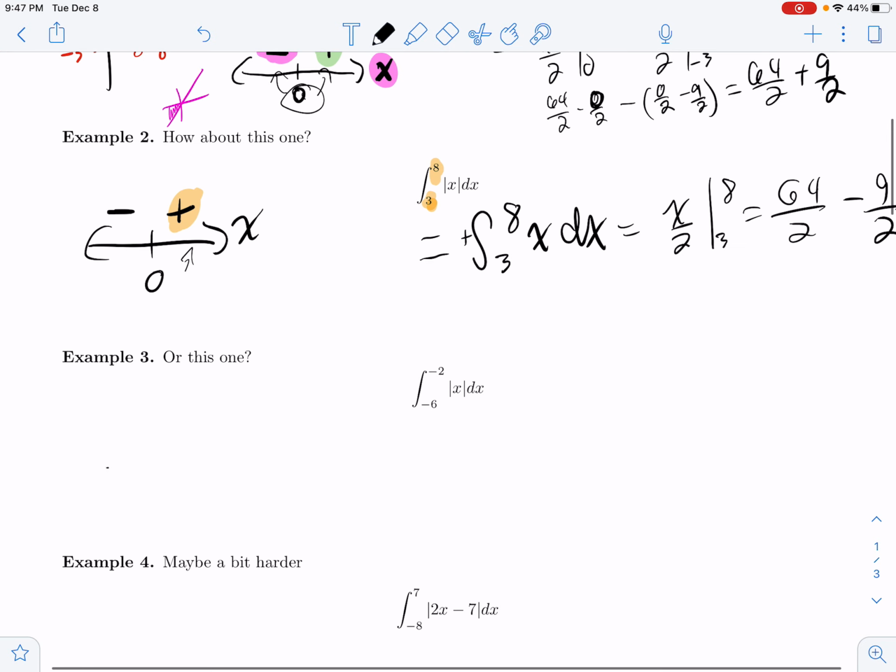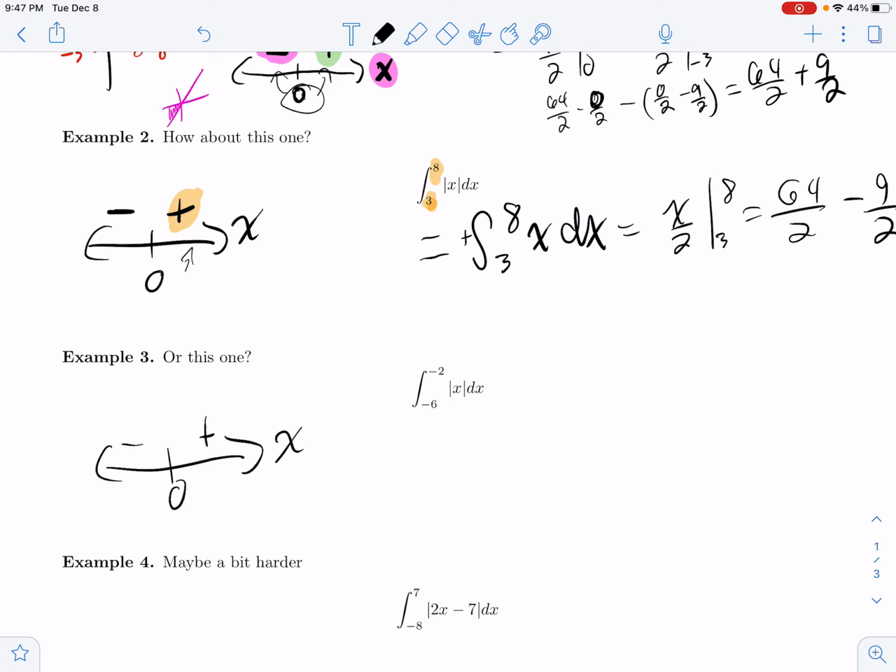Next guy's going to be the same. We make the sine chart. I guess it's the same sine chart over and over. We'll get to a different one in a second. 0, plus, minus. These two numbers, however, only appear in the negative section. All right, so this will be the integral from -6 to -2, x dx. But we'll have a minus sign out in front because we only live in the negative section.